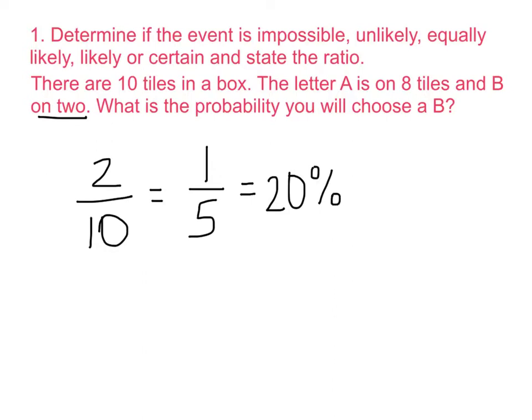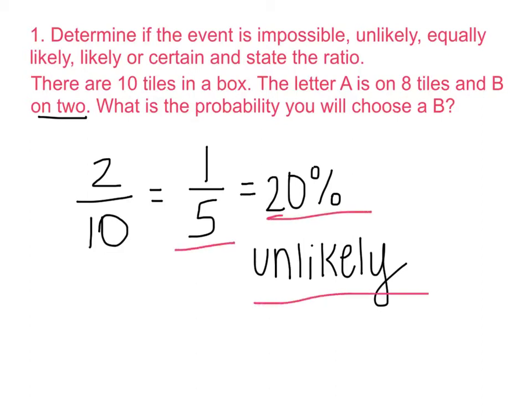This is going to be unlikely because it is closest to 25%, which is unlikely. If this question were asked, you should have the ratio, the percent, and whether it is impossible, unlikely, equally likely, likely, or certain to get the answer correct.